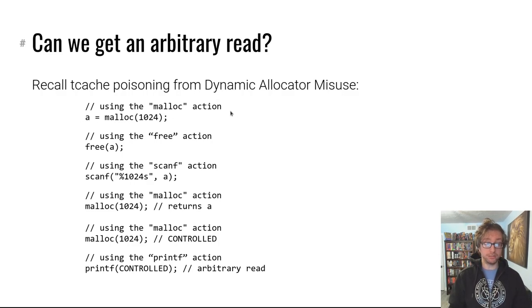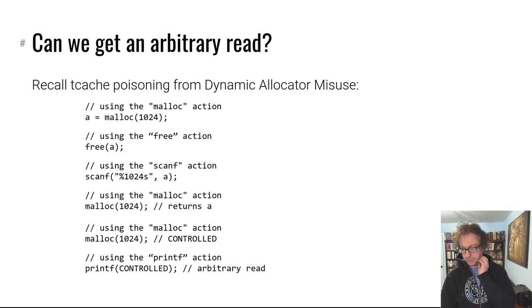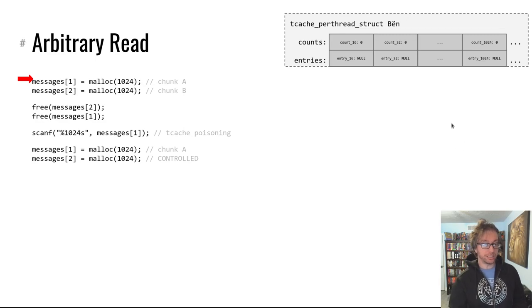You use malloc, free, scanf, malloc. Oh, I missed a free here actually. Well, let me fix that real quick so you're not confused. One second. No, wait, I didn't. Actually, let's run through this in detail. Basically, by abusing the T-cache, we'll be able to force an allocation that we control. And then, of course, using the printf functionality in the program, we can read out data at that address.